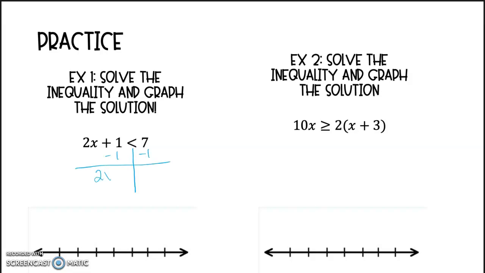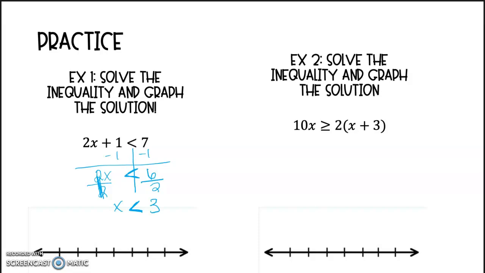That leaves me with 2x is less than 6. And then I need to get x by itself, isolate it by dividing both sides by 2. That simplifies to 1, leaving me just x. My sign does not change. And 3, so x is less than 3.